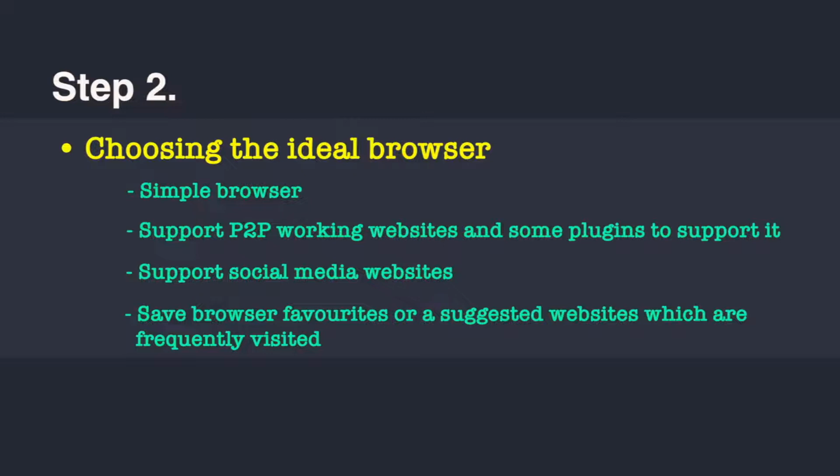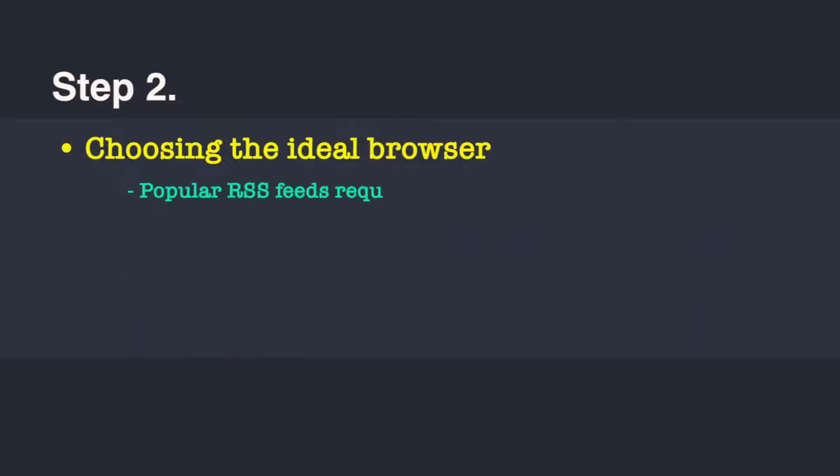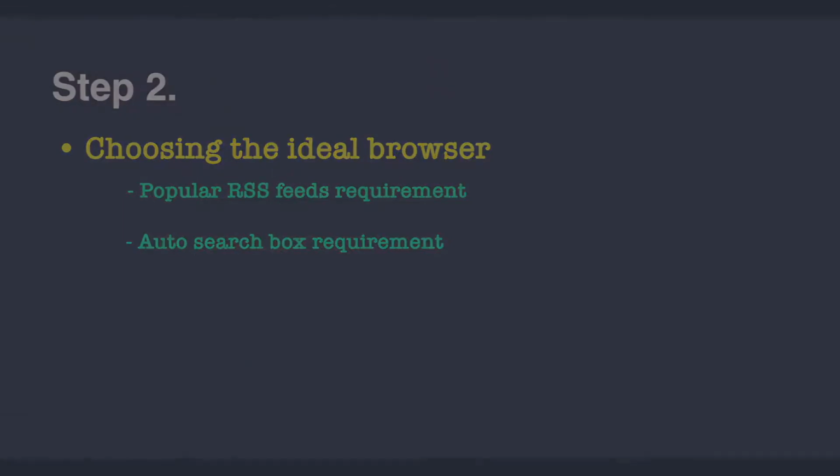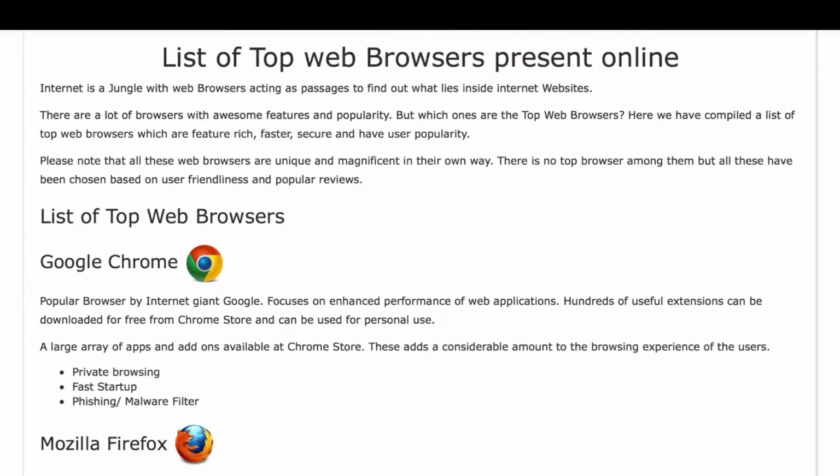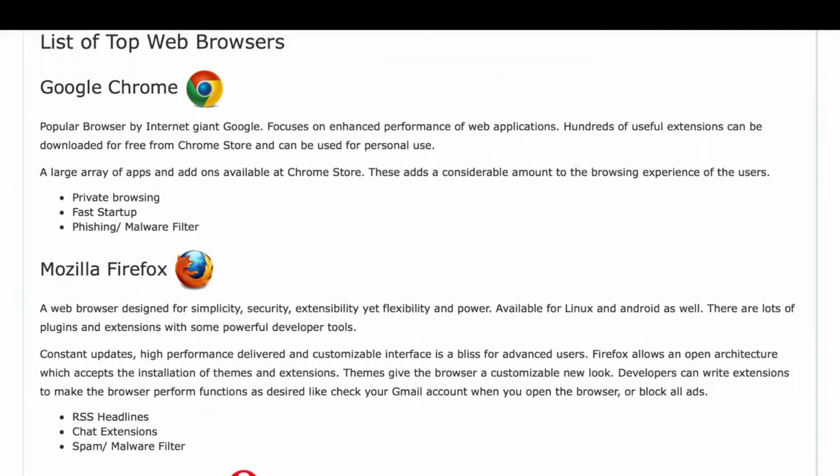You may also want some basic features like the popular RSS feed reading, wherein whenever a website updates its content, the browser fetches it and shows you or gives you a notification. Some browsers have auto search boxes. You may want to have a look at that. So you make a list of all the requirements that you need.